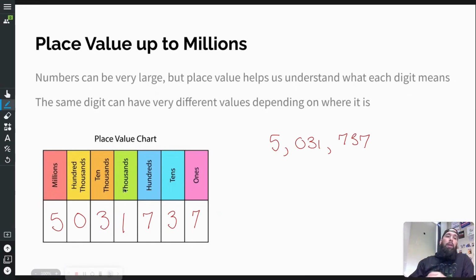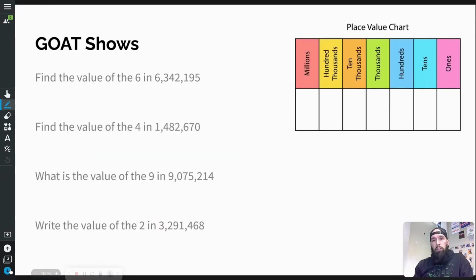What I'm going to do is look at a number and be like, what's the 3? And you would be like, the 3 is 10,000s. That's its place value. What's the 5? Millions. That's its place value. So I'm going to do a few and you're going to do a few. Let me do them first.